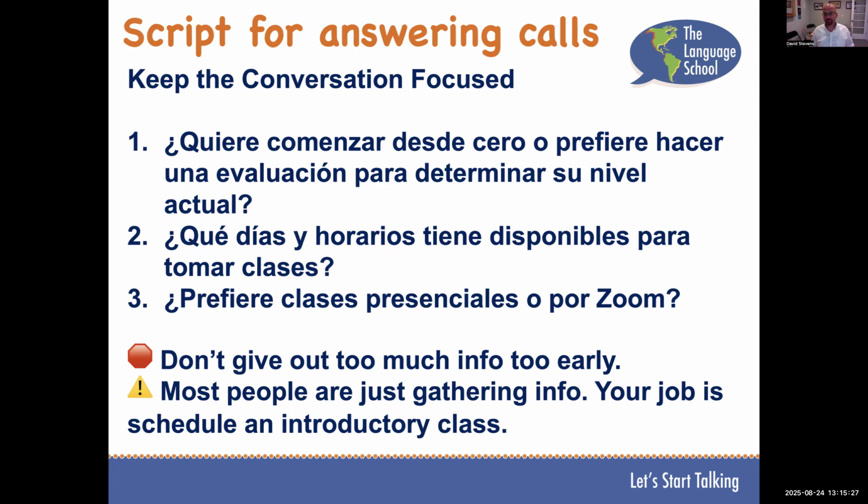Keep in mind, most people have just seen your ad at a carniceria. They're curious. They're not ready to make a decision. So most people just want to call and they're looking for pricing, location, and hours, but you have to kind of flip that around and get that information from them.